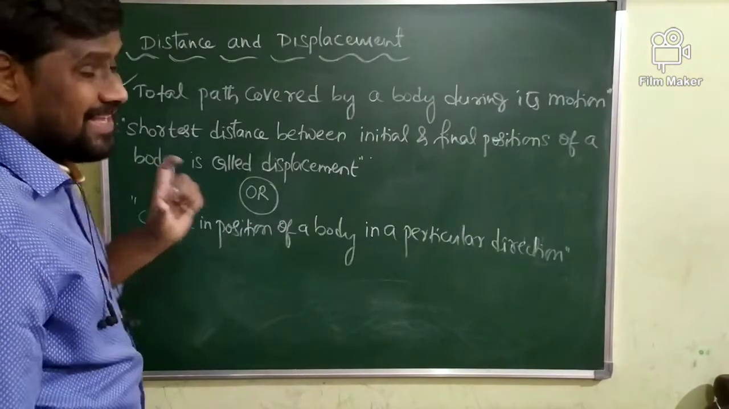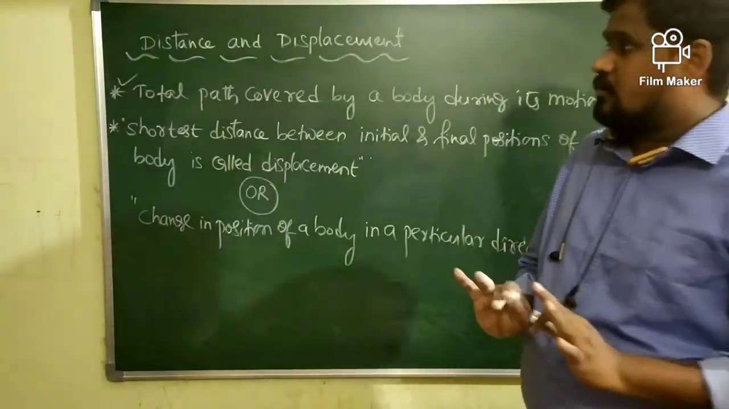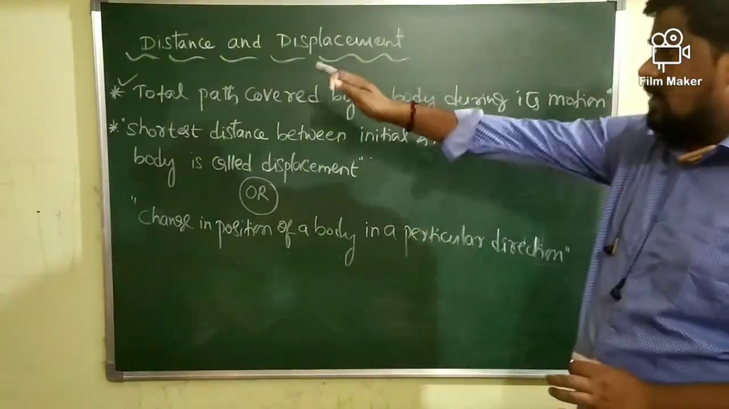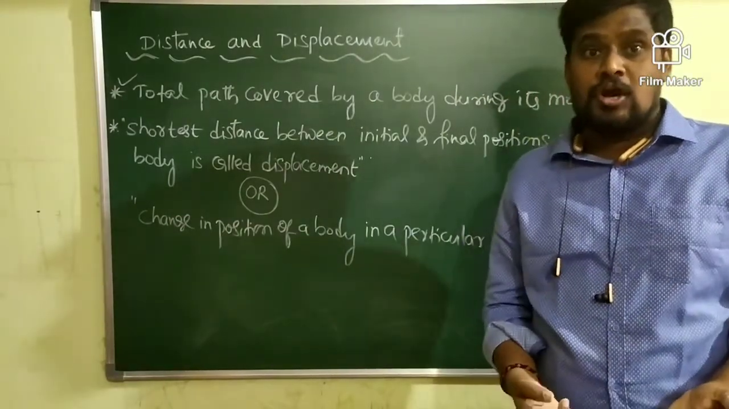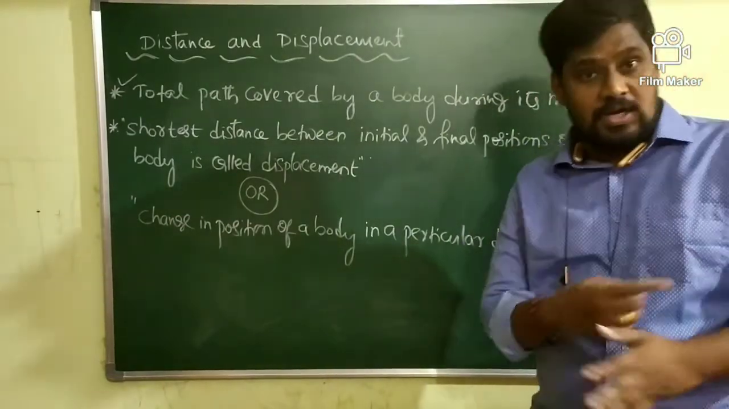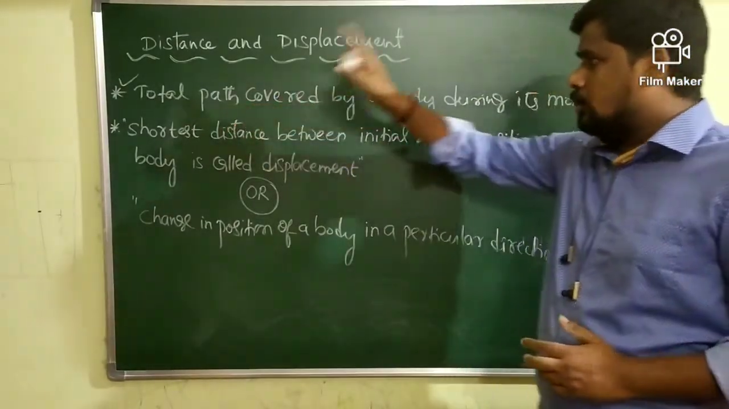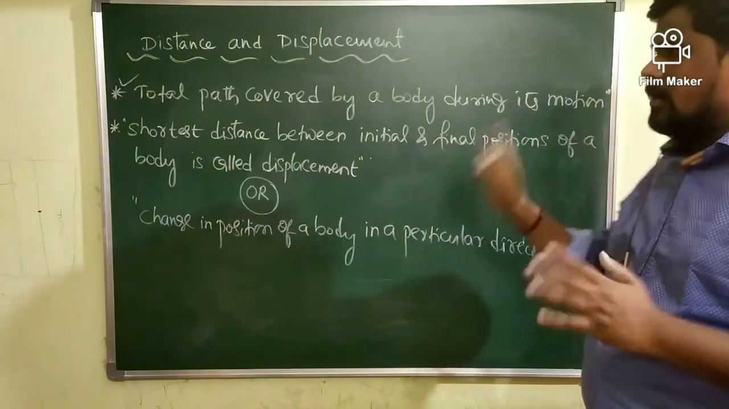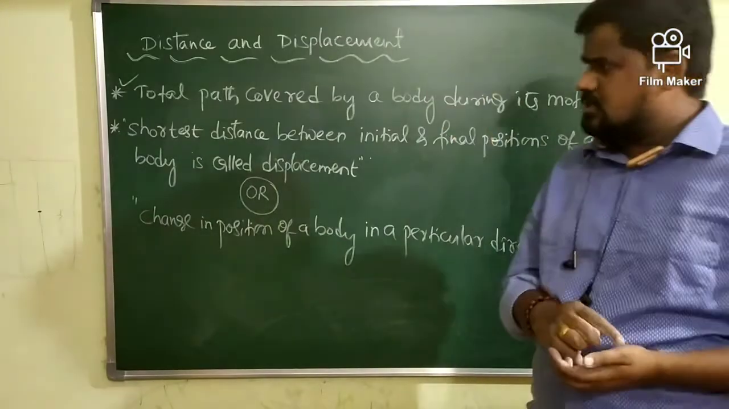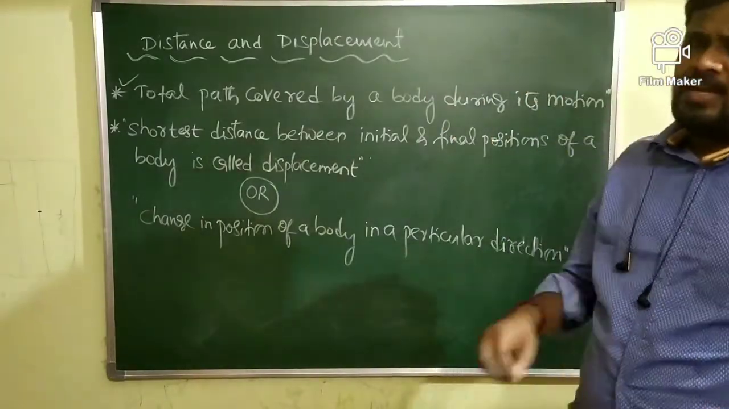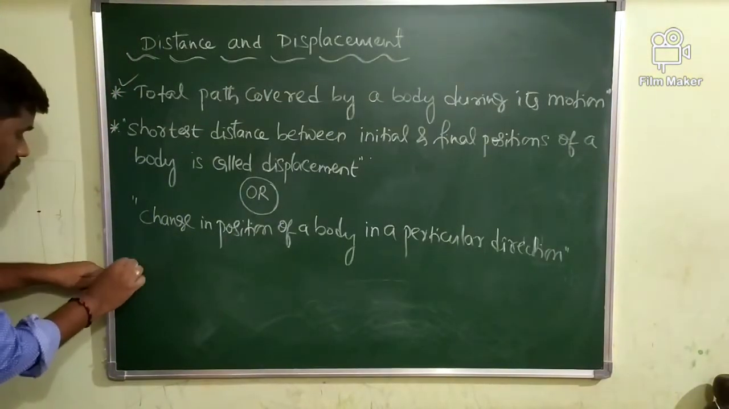Here, what is distance? Distance is a scalar physical quantity. Displacement is a vector physical quantity, because while defining distance we are not taking the direction of motion of a body. We are just taking the total path covered by the body during its motion. Therefore, distance is a scalar quantity and displacement is a vector quantity.